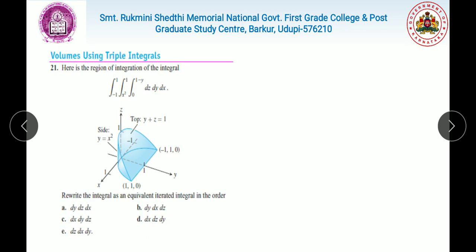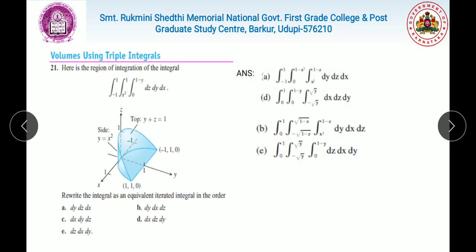Now if you see the intersection of the surfaces here, one is the surface y equal x square, that's the surface of the cylinder, and the top surface is y plus z equal to 1. In the intersection, y equal x square you have to substitute there, so it is z plus x square equal to 1. This you have to project into the xz plane. So the equation remains the same: z plus x square equal to 1.